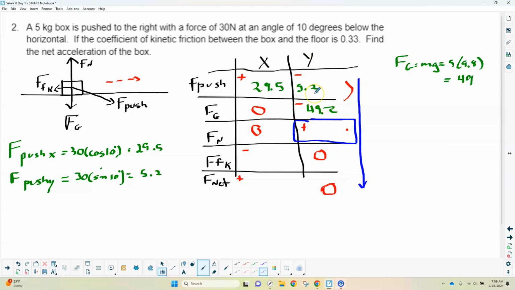So this is like negative 54. I put 9.2, but it's just 49. Sorry. Let me erase that there. So 49 plus 5.2 is 54.2. So it's going to be a positive 54.2 for the normal force. So that's good. We got that. We're going to need that value because we're going to solve for the force of friction. The force of kinetic friction would be the coefficient times the normal force.